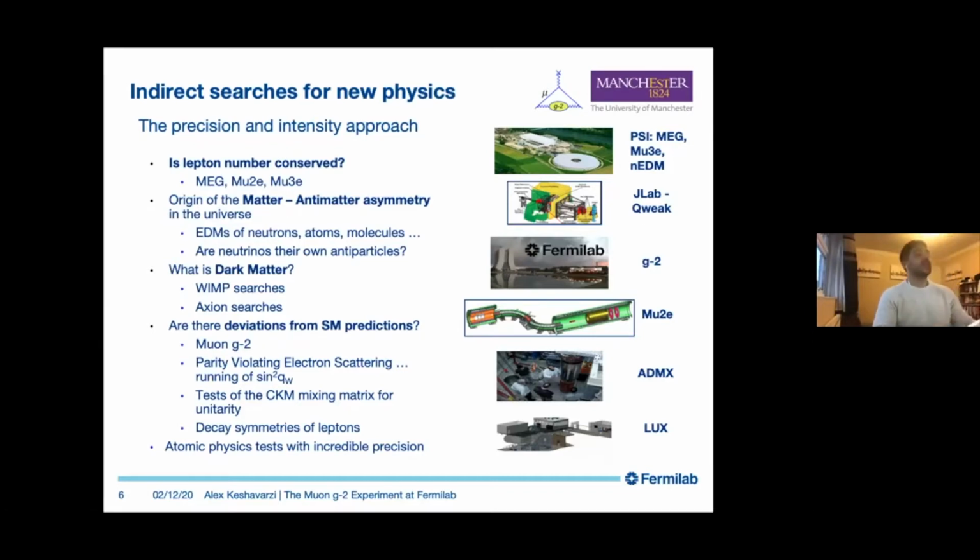And then there's what is dark matter, and so there are two experiments that are looking for that. On the bottom right, there's the ADMX experiment and the LUX experiment that are looking for those. And then we have these deviations from standard model predictions, and so g-2 is one of those. And like I say, there are some others there, but what we're doing there is looking at a standard model observable, measuring it using that experiment, and then comparing it to the theoretical prediction.